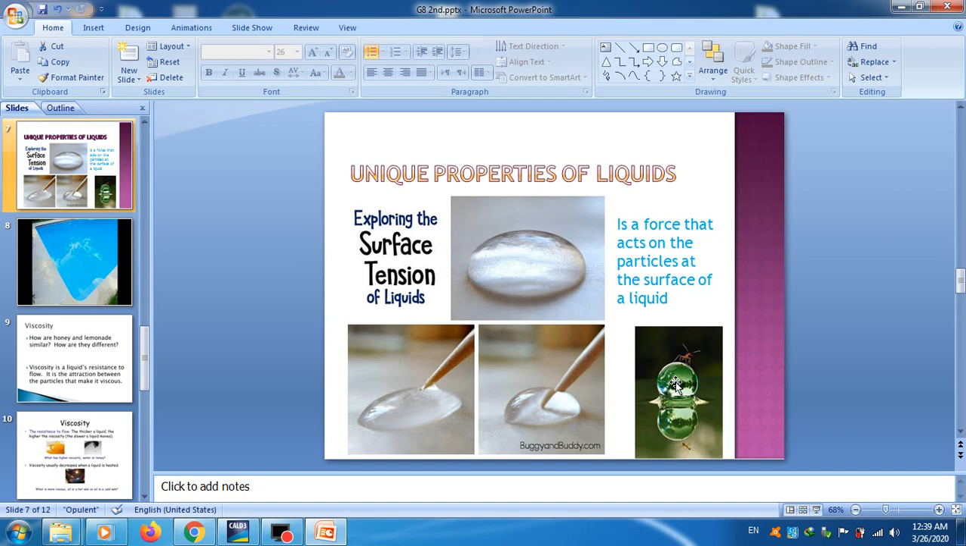Here, what is happening? The drop of water has an ant on its surface, and the water drop is still in a spherical shape because there is an attraction force on the surface of the water which keeps the spherical shape of the drop.